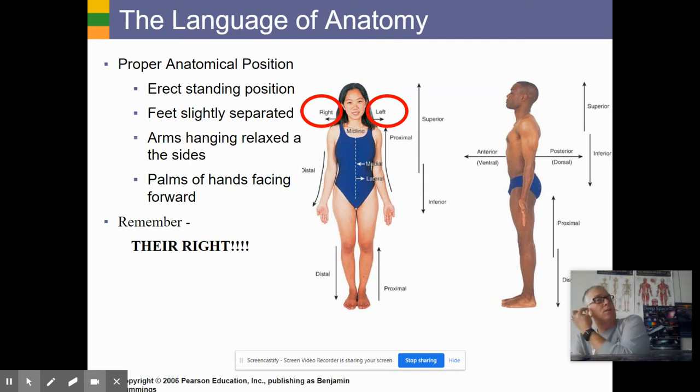You can see the person on the right there. He is also showing anatomical position, although we are seeing him from his side.